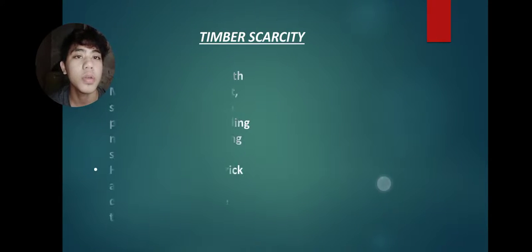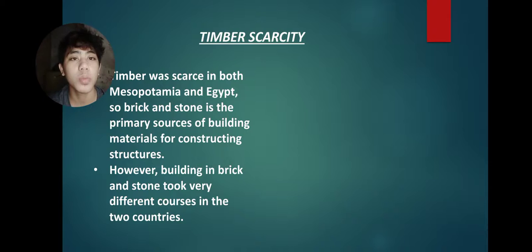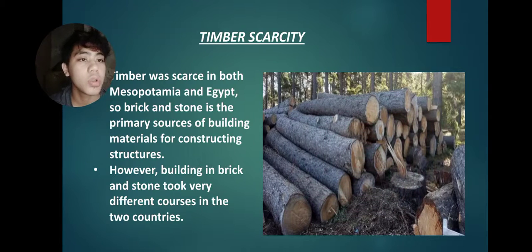Timber scarcity. Timber was scarce in both Mesopotamia and Egypt, so brick and stone were the primary sources of building materials for constructing structures. So both Mesopotamia and Egypt used brick and stone. Para materials nila sa building na ilang buhaton. However, building in brick and stone took very different courses in the two countries. So this picture shows us the example of timber scarcity.